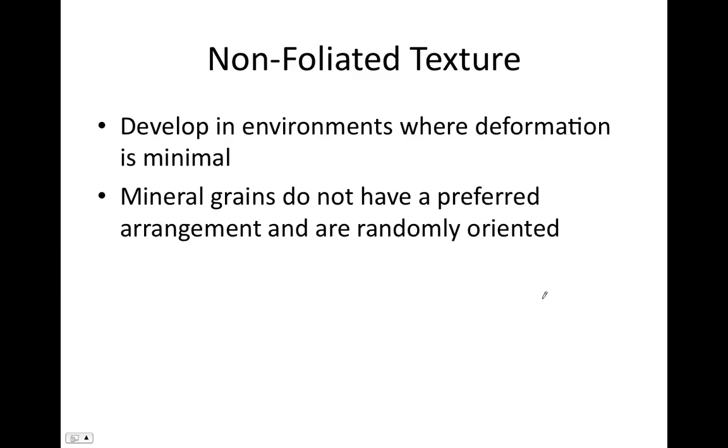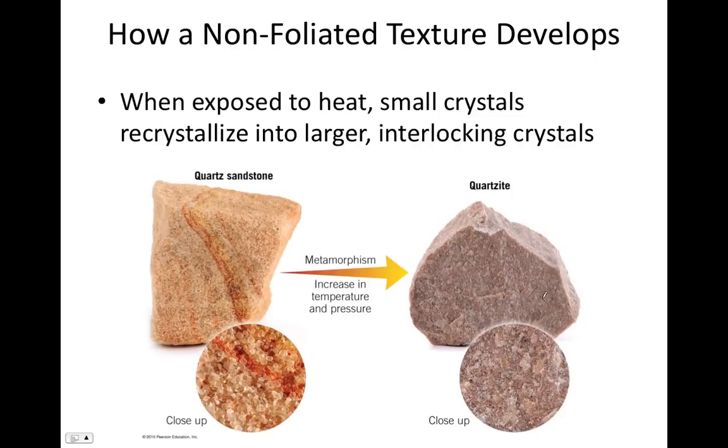Right, that brings us to non-foliated metamorphic rocks. Non-foliated metamorphic rocks develop in environments where deformation is at a minimum. And because there's no significant deformation, the mineral grains do not acquire an arranged pattern or a non-random organization, and they remain randomly oriented. So non-foliated metamorphic rocks have randomly oriented mineral crystals.